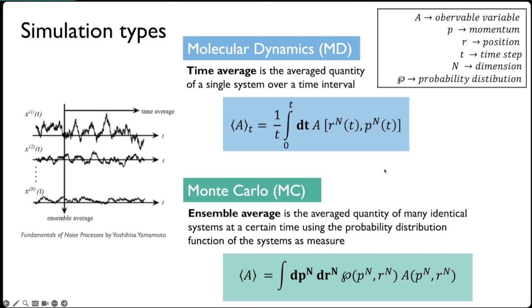Monte Carlo is a different perspective on this. Here, there's an ensemble average that comes from averaging this using the probability distribution function of the systems as the measure of this.